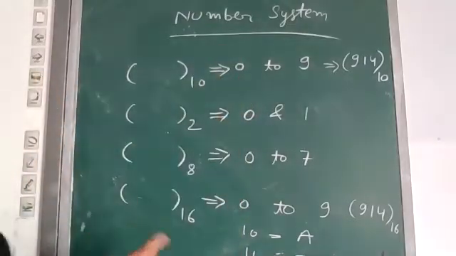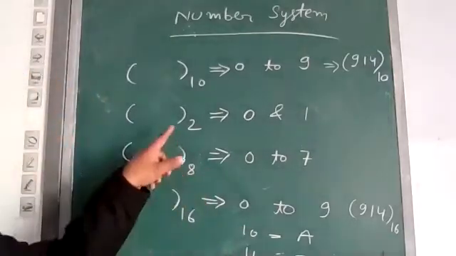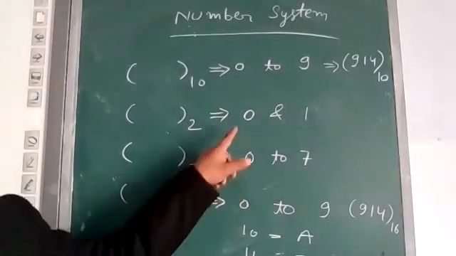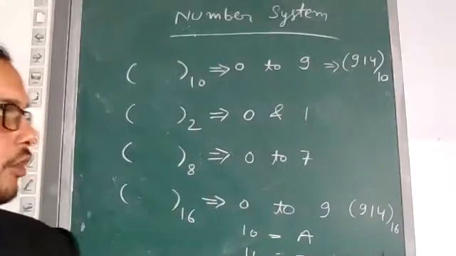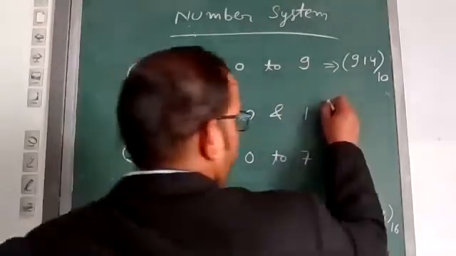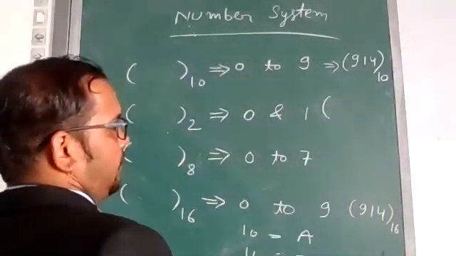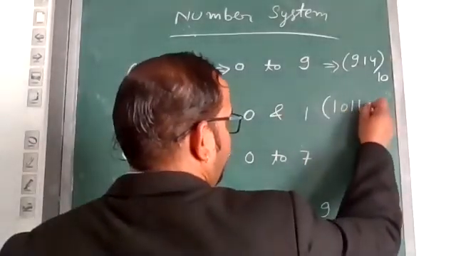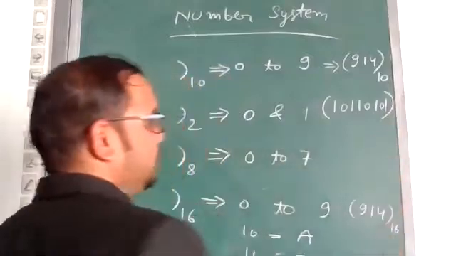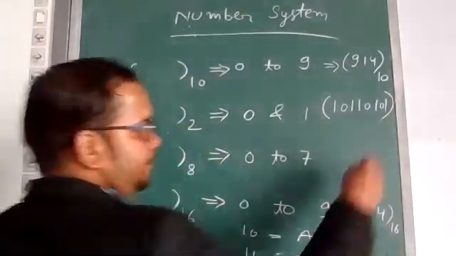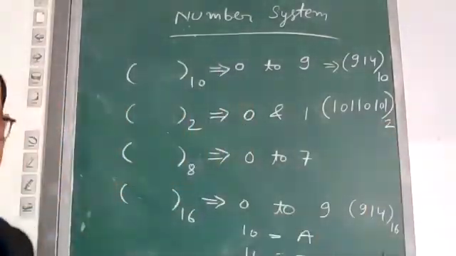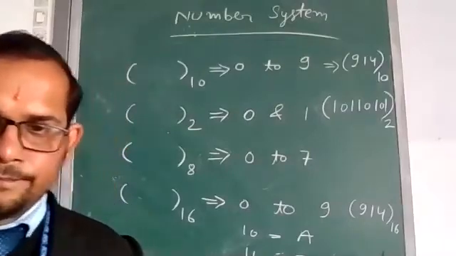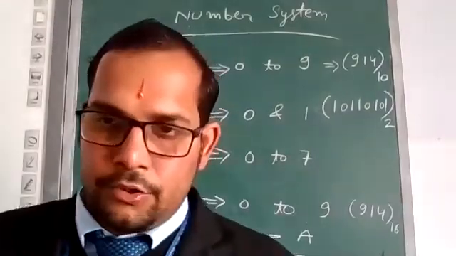Similarly, the binary number system is also called the base 2 number system. It considers only 2 digits, either 0 or 1. We make a number from a combination of 0 and 1, like 0, 1, 1, 0, 1, 0, 1. This is called the binary number system, if its base is 2. Clear? Okay, good.